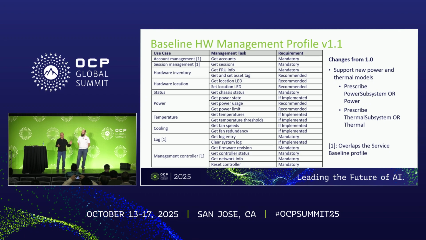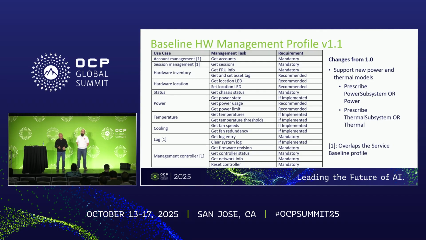And what we did with the change from 1.0 to 1.1 is the Redfish model went and changed. The Redfish model had this very simplistic power and thermal model when it went out 7 years ago. And since then, they've gone to a much more resilient and robust model called the power subsystem and the thermal subsystem. And we basically allow version 1.1 to use either the, quote, deprecated old model or the new model and still be conformant to the entire profile itself.